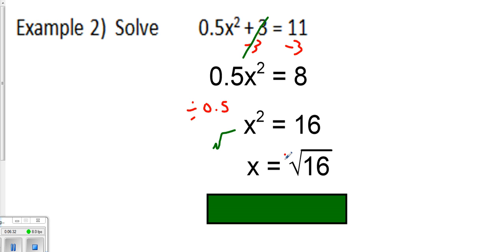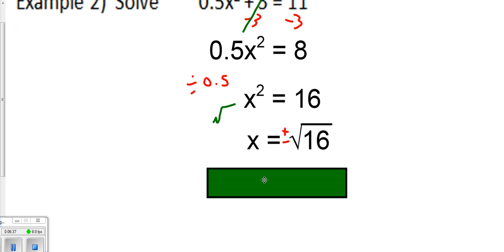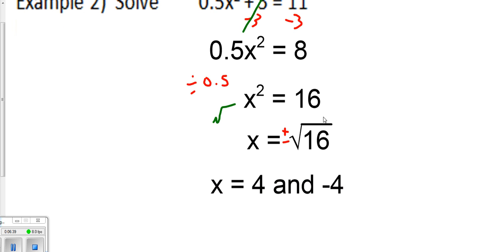Again, don't forget that this can be positive or negative. There's always two solutions. Positive square root of 16 would be 4. The negative square root of 16 would be negative 4. So our two solutions are x equals 4 and x equals negative 4.